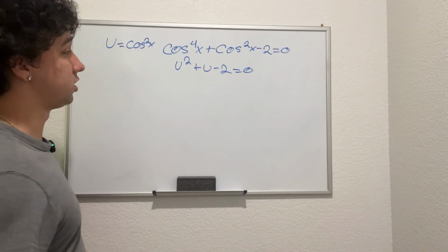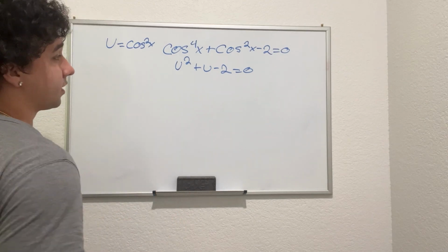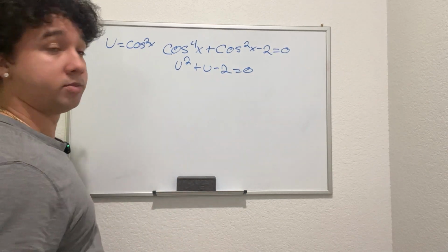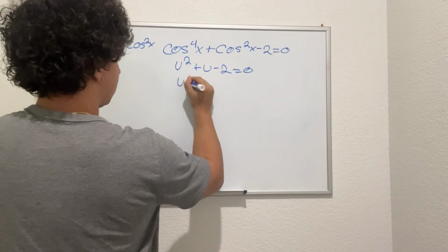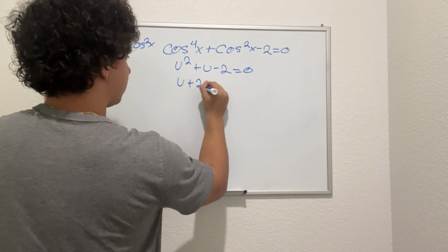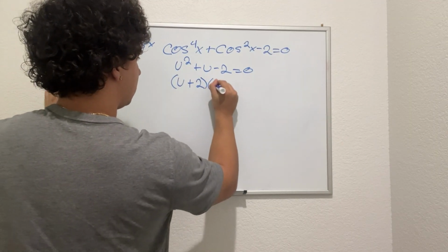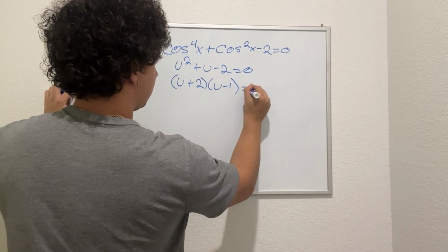Now from here, this is just basic algebra, right? I'm just going to factor this thing. What multiplies to negative 2 but adds to 1? Well, that's going to be 2 and negative 1. So I get u plus 2, u minus 1 is equal to 0.